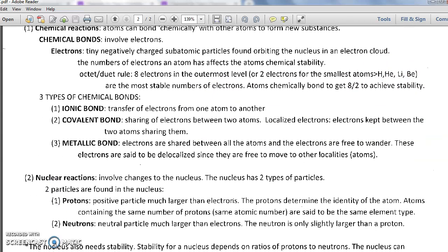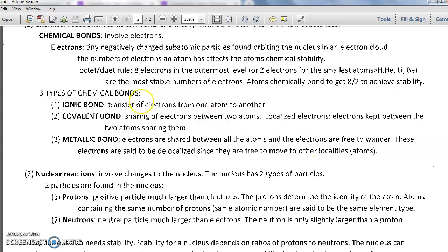How do they get that stable number of electrons? They bond. If an atom transfers electrons to another atom and the one that's getting the electrons ends up with 8, it forms an ionic bond and you end up with more stable atoms.